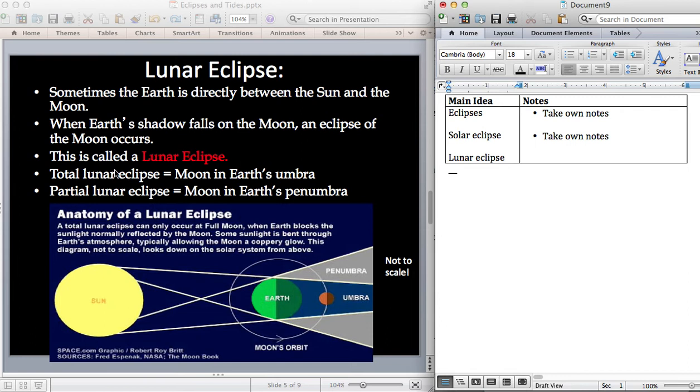A total lunar eclipse would occur if the moon is in the Earth's umbra. In this diagram, they're showing a total lunar eclipse. The Earth is totally blocking all sunlight from reaching the moon. A partial lunar eclipse would be if the moon is in the Earth's penumbra, which is what we had last weekend. The moon was in this area of partial shadow, so some light was getting through, but not all.